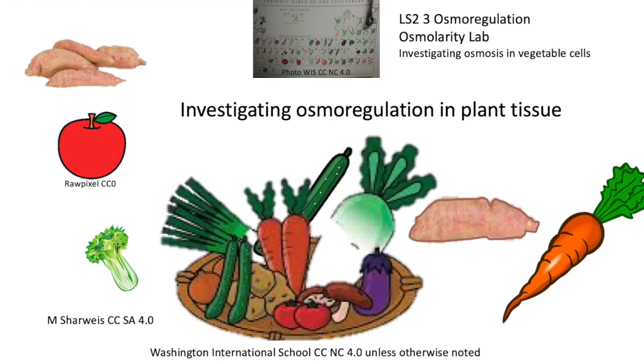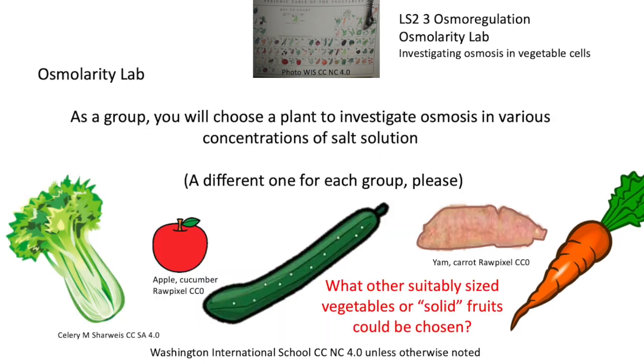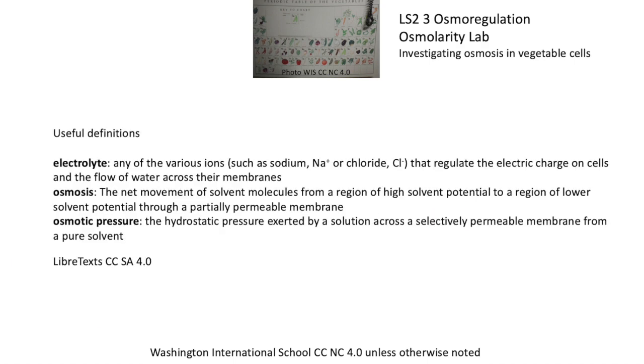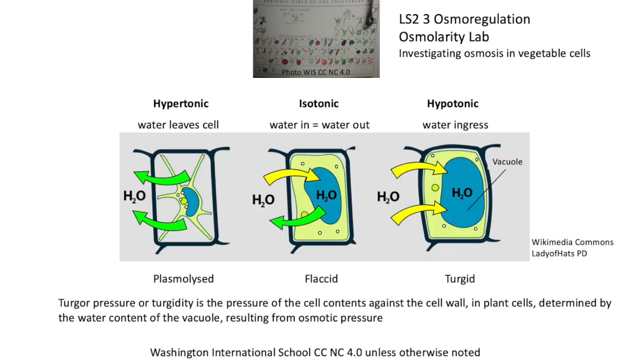We're going to look at osmoregulation in plant tissue, and we're going to do an experiment with vegetables and indeed fruit to investigate osmosis in different concentrations of salt solution. Pause to look at definitions of electrolyte, osmosis, and osmotic pressure, and the words hypertonic, isotonic, and hypotonic.